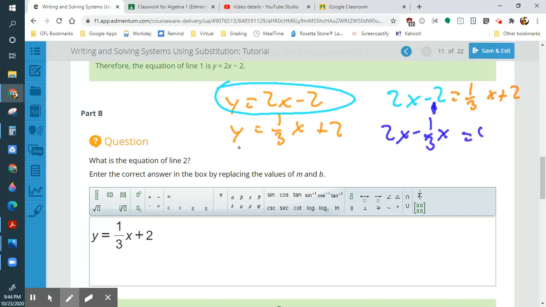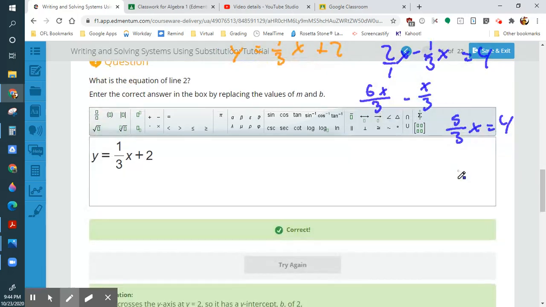So this is going to end up being 4, because 2 to get rid of this negative makes it a 4. So now I'm going to pretend this is a 2 over 1. I want the denominators to be the same. Otherwise, I can't add them. So I'm going to multiply the top and the bottom by 3. So I end up getting 6x over 3 minus 1 times x is x over 3. So I end up getting 5 over 3x, or 5/3 x, is equal to 4.